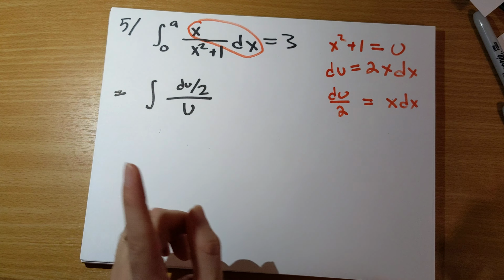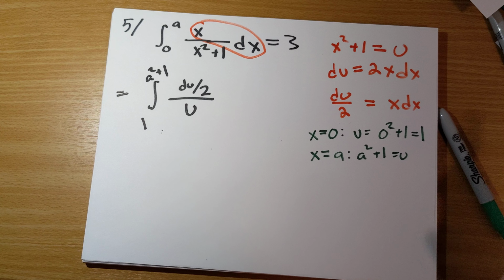We have to change the bounds in our definite integral here. How do we do that? When x is equal to 0, u is equal to 0 squared plus 1, which is 1. And when x is equal to a, u is equal to a squared plus 1. Can't really do much else with that. So these are the bounds on our integral, from 1 to a squared plus 1.